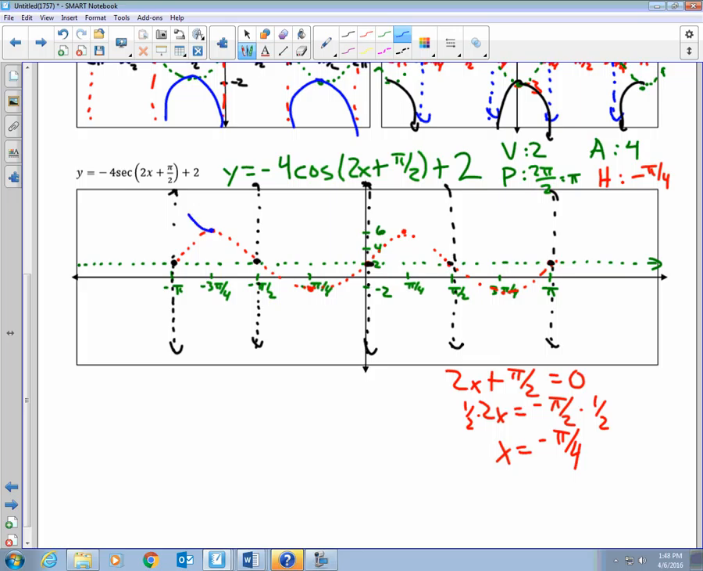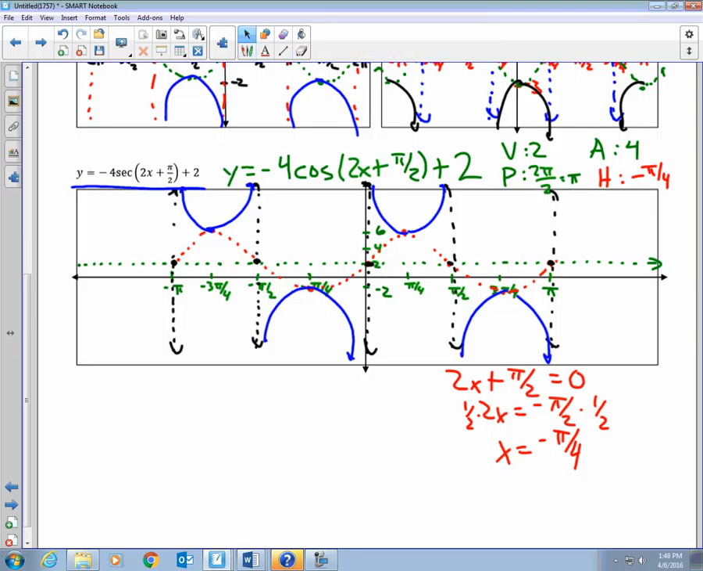Now we mark our maxes and our mins. And that's a really impressive graph when you consider negative 4 secant of 2x plus pi over 2 plus 2. It's not easy stuff. As I said, you will not receive a problem that difficult. So if you understood how to do that, you are super good to go for this test.